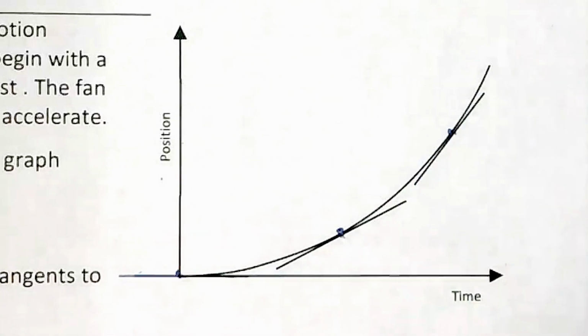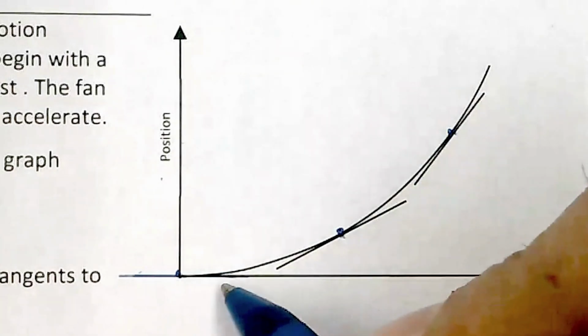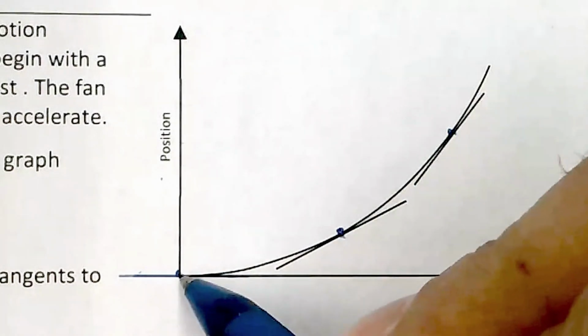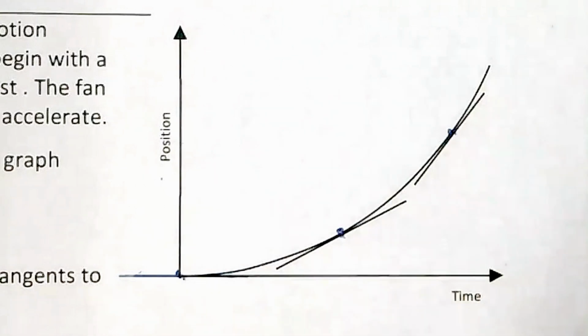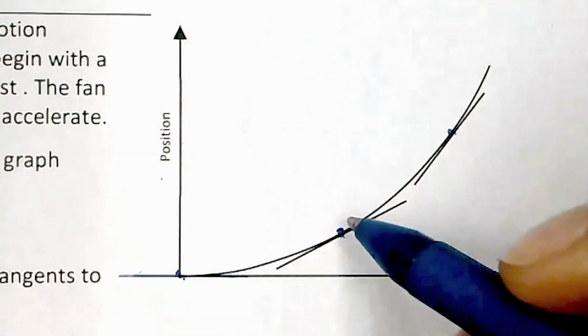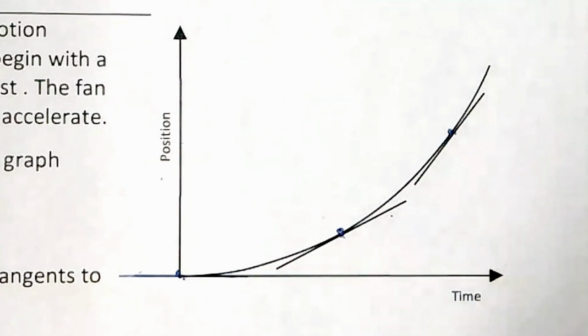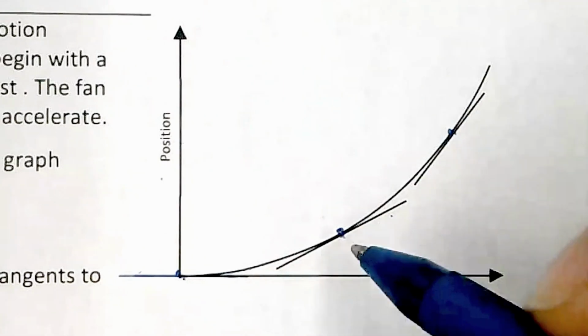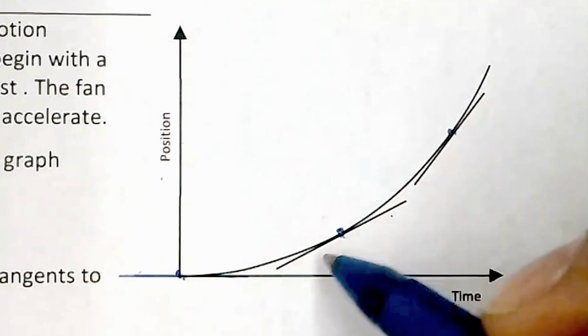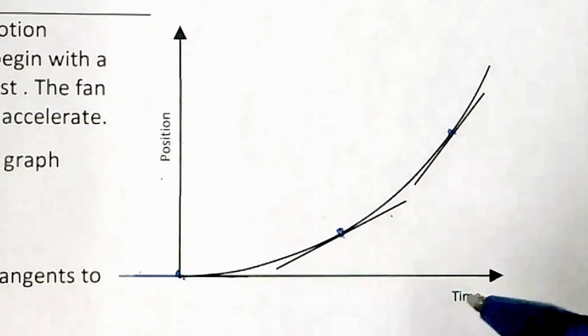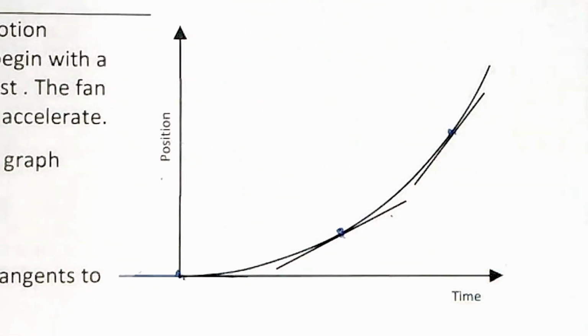So now let's interpret what's happening. Here the slope is 0. That's telling us the velocity is 0 at the start of the graph. A little later on, the slope is shallow and it's sloping upwards, which is positive. So that means it's moving in the positive direction and it has a small velocity, so it's going slowly.